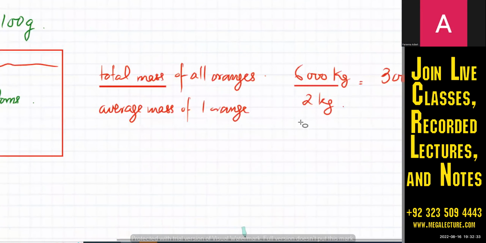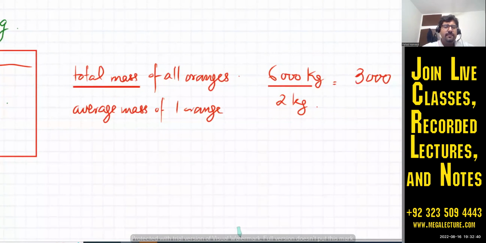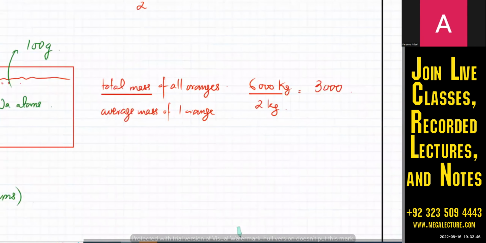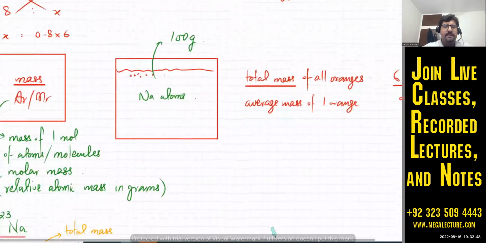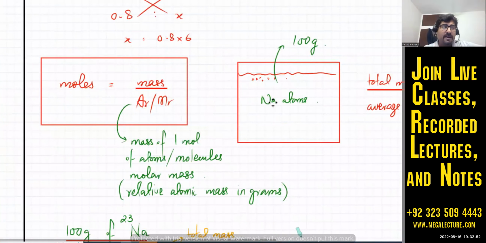If the total mass is 6,000 kg and one orange weighs 2 kg, that means you've got 3,000 oranges, right? Based on the same concept, you count atoms the same way. If you have a container full of sodium atoms, they are really tiny and in a huge quantity. You can't count them one by one. So you take the total mass and divide by the mass of 1 mole of atoms.